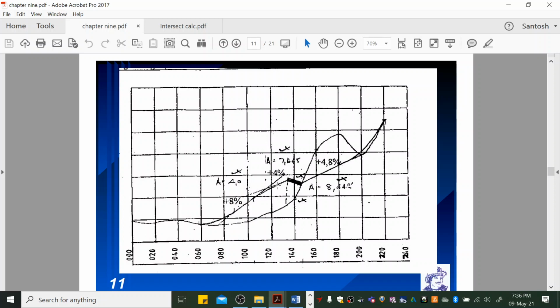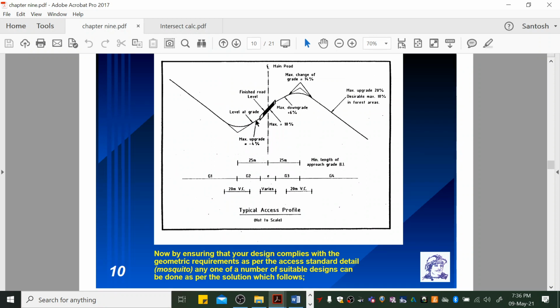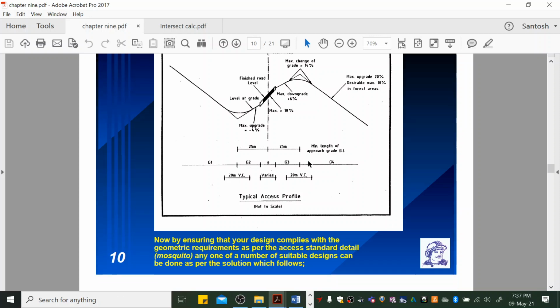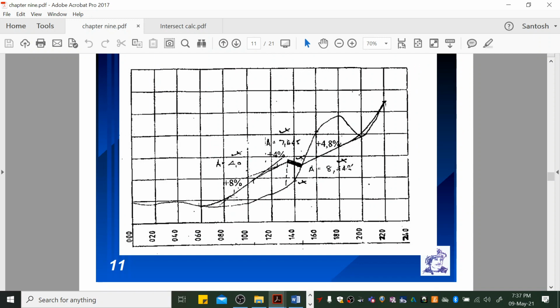So you got a 4% grade. If you came out with this grade all the way and tied in here, then your earthworks are too much. You're going to fill a lot. So you do your 4% for 25 meters away from the center line, and then from there, you drop it to 8%. Okay? And if you take your 8 and 4, you're fine. And if you look, we meet all the requirements of this diagram here, where the desirable grade is 10%. We kept it at 8% in the sense that we've got an 8% here as well.